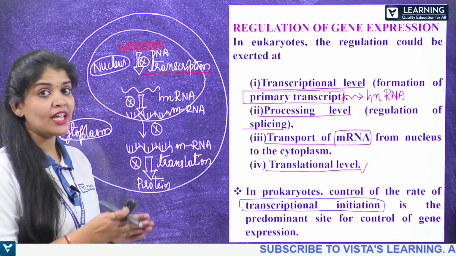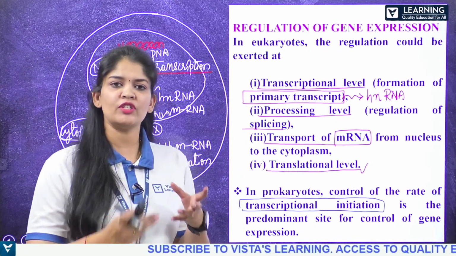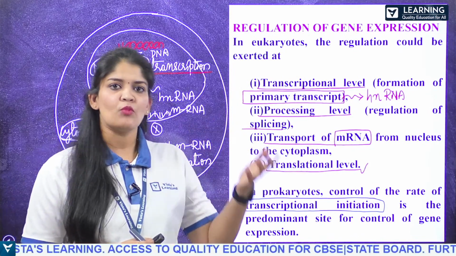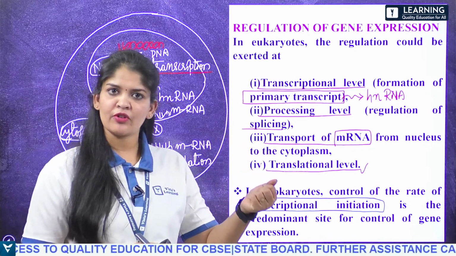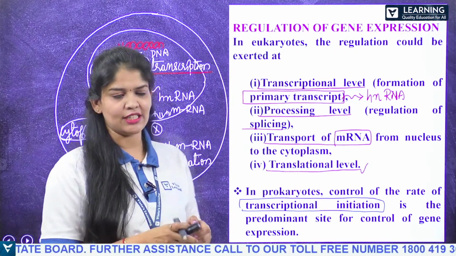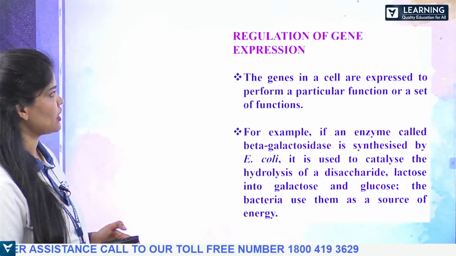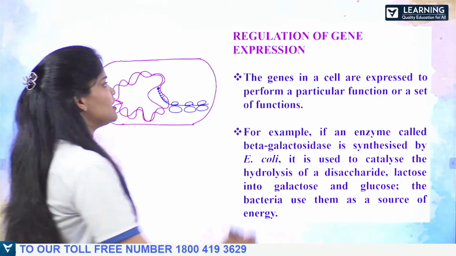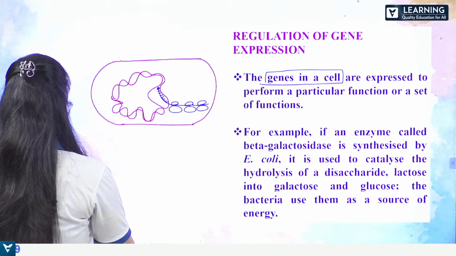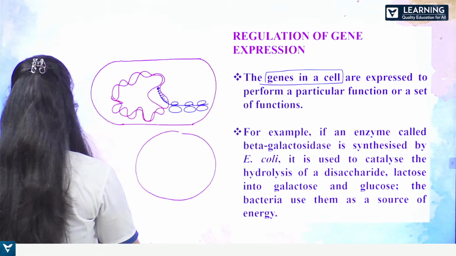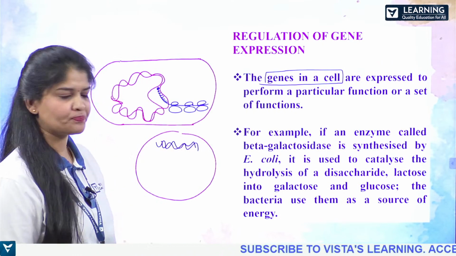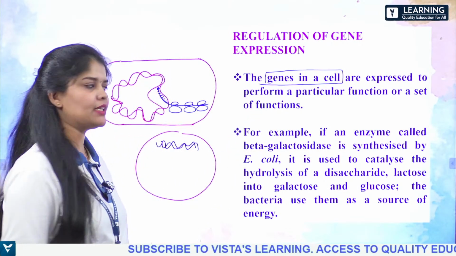But in eukaryotes, we have several different levels at which gene expression can be regulated: at the transcription level, at the post-transcriptional modification level, at the level of transport of the mRNA from the nucleus to the cytoplasm, and even at the process of translation. Now, a gene in a cell, a sequence of DNA, is expressed to perform a particular function.